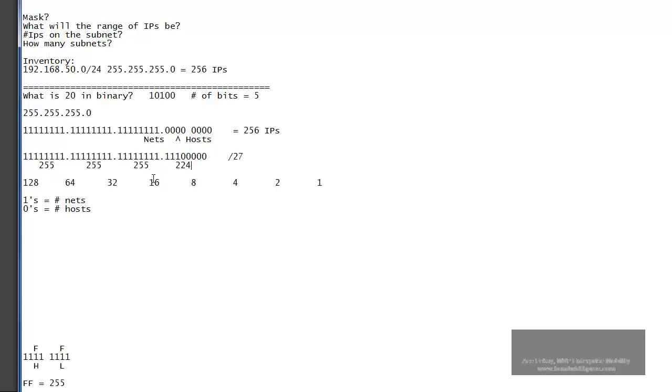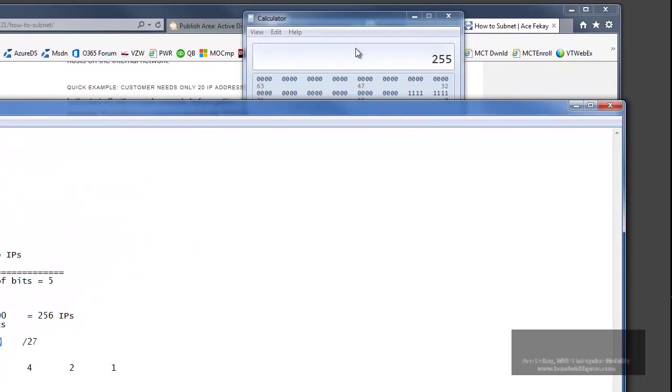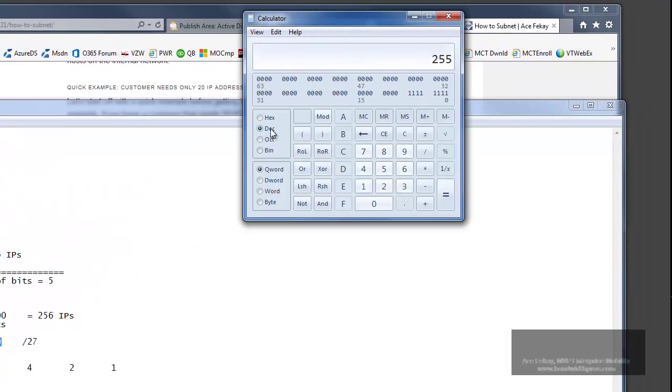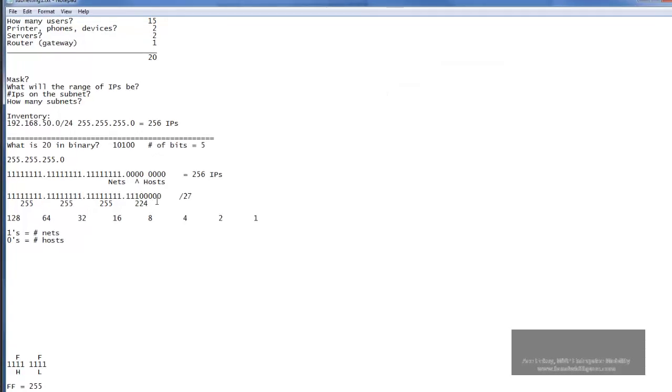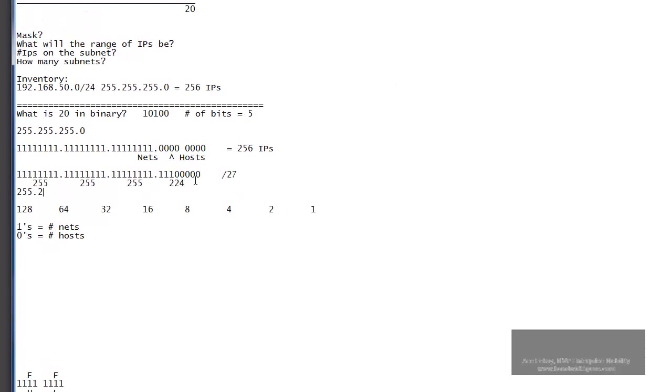If you're not sure my addition was correct, I could just put this into the calculator. I'll paste that in, and that's what's nice about the calculator. You can go to decimal, and you can see it's 224. All right, so now we have our mask: 255.255.255.224.